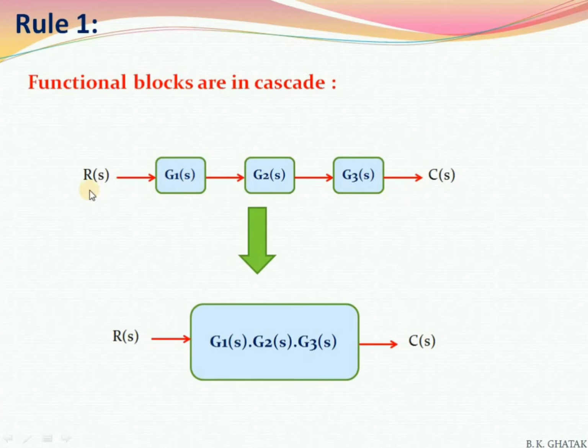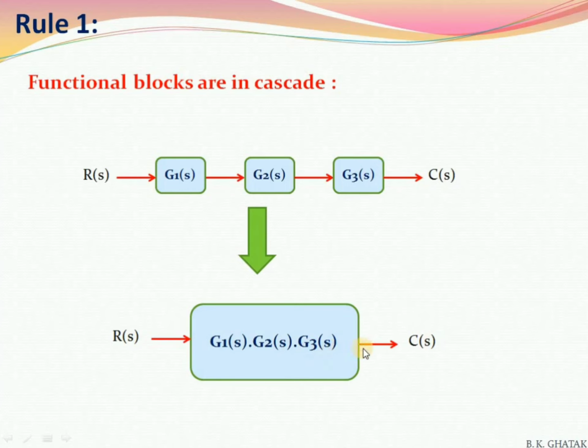Here we apply the input at a functional block known as G1(s), then G2(s), then G3(s), and finally we get the value C(s) as output. So from this we can easily reduce into one block such as G1(s) into G2(s) into G3(s). So whether blocks are in cascade, all the blocks are multiplied together. Clear? So input R(s) is applied to a functional block with the value of G1(s) into G2(s) into G3(s).